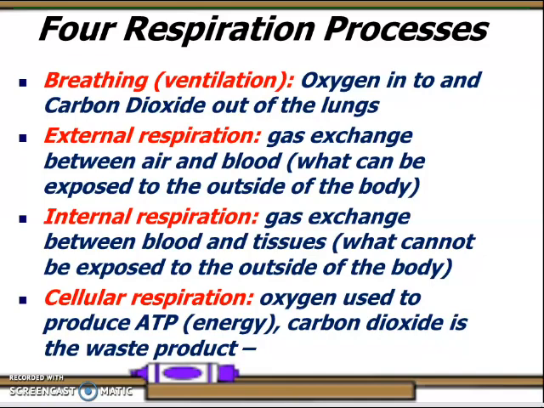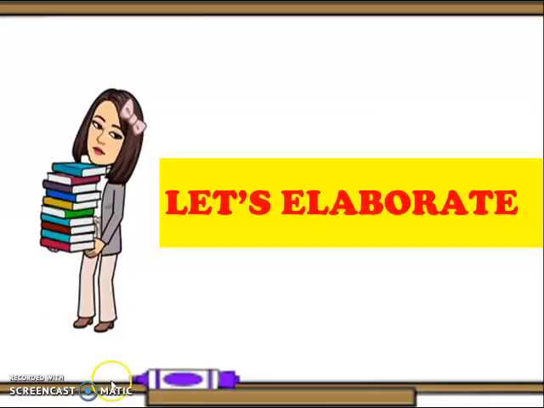Respiration processes include the following: breathing, oxygen into and carbon dioxide out of the lungs; external respiration, gas exchange between air and blood; internal respiration, gas exchange between blood and the tissues; and cellular respiration, oxygen used to produce ATP and carbon dioxide is the waste product. Let's elaborate.